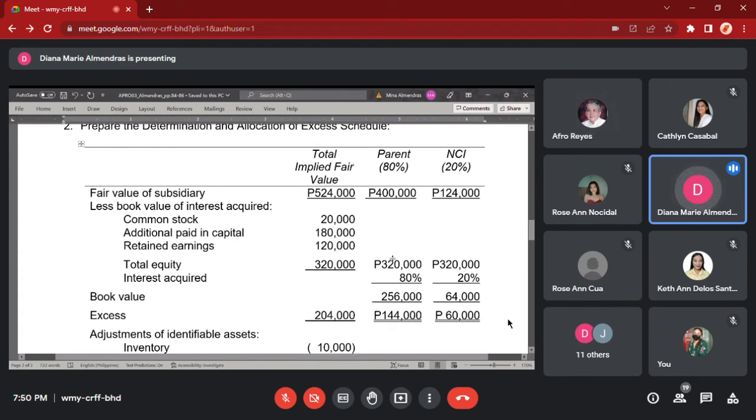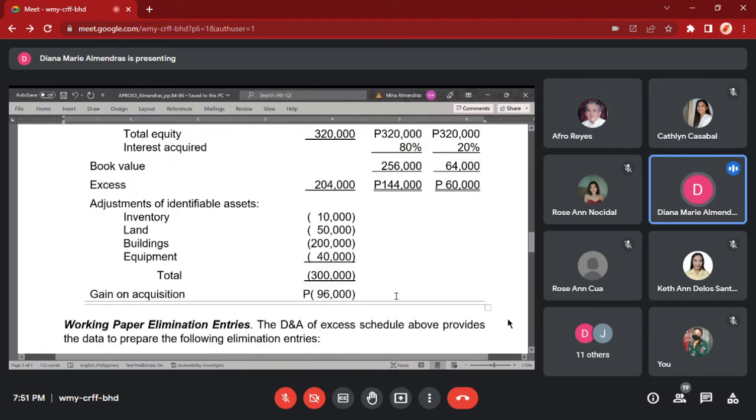Interest acquired of parent 80%, while for NCI is 20%. Multiply, so the book value of parent is 256,000, while for NCI is 64,000. Subtract to get the excess, so 524,000 minus 320,000 equals 204,000. Excess of parent company is 144,000 while for NCI is 60,000.